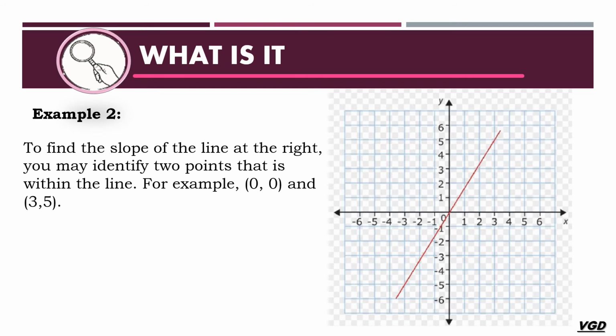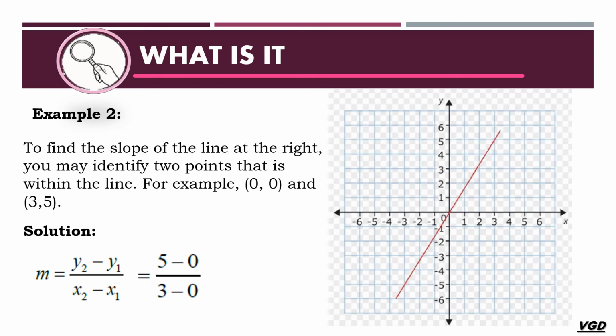Alright? And then, using the formula, m is equal to y sub 2 minus y sub 1 over x sub 2 minus x sub 1, we just have to substitute the value. So we will be able to have 5 minus 0 over 3 minus 0, which is equal to 5 over 3. But what if we will choose another points of the line? Will we still be able to have the slope 5 over 3? Let's find out.